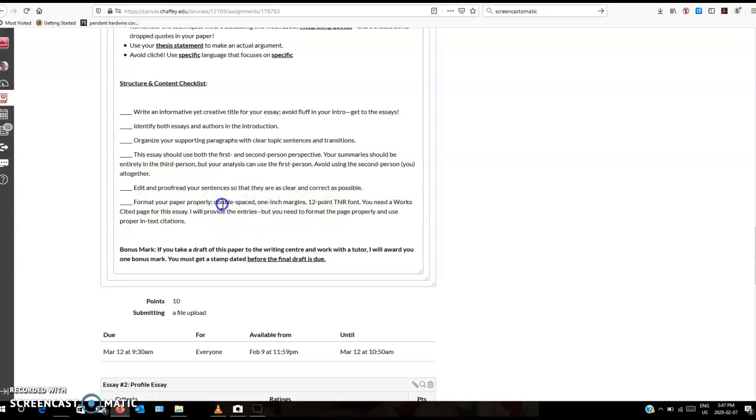So MLA format, double-spaced, 1-inch margins, 12-point Times New Roman font. Okay, please look over the material about MLA formatting if this is unclear. And finally, if you want a bonus mark, you can take a draft of this paper at any point during the writing process to the Writing Center and work with the tutor, and I'll give you a bonus mark, as long as it's dated before the final date that the final draft is due.